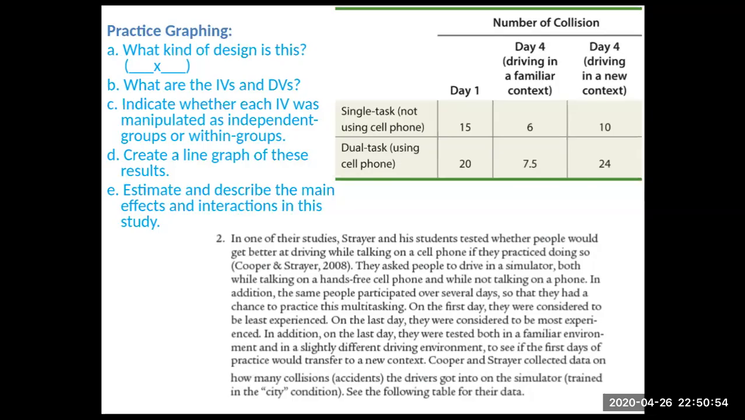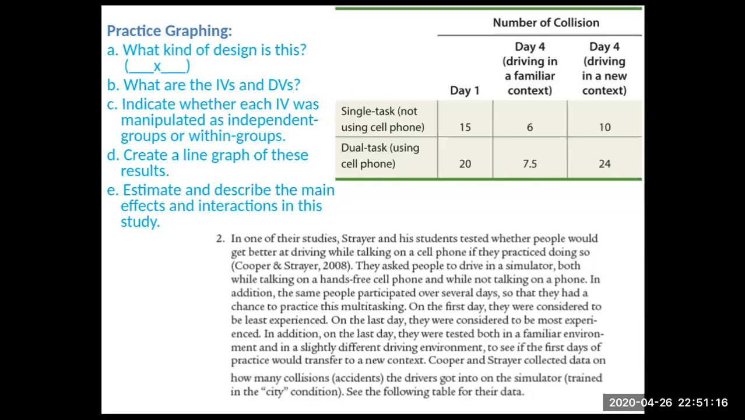First IV would be task. So we have single versus dual, or type of phone, phone versus no phone. The second IV would be the days, day 1, day 4, and day 4. And of course, what's our DV? We can see what the number means up at the top. Our DV is the number of collisions.